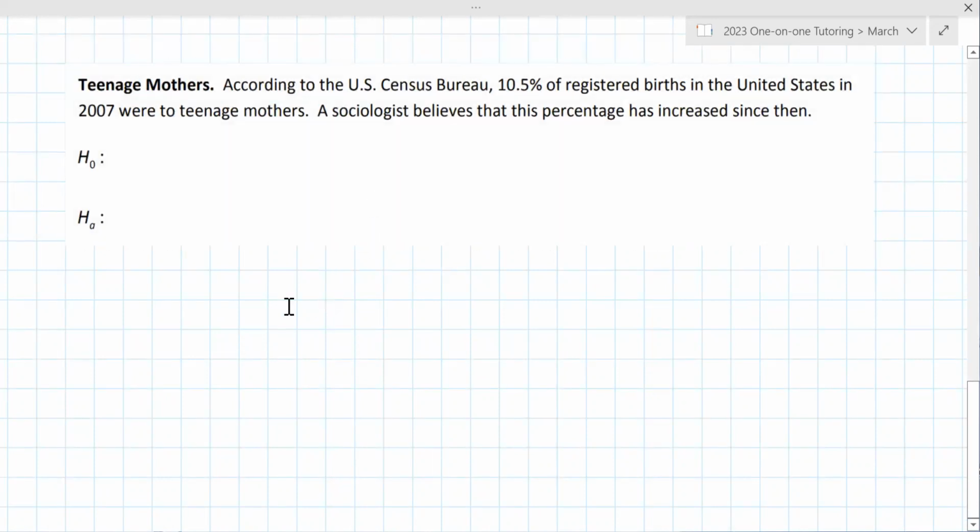Okay, teenage mothers. According to a U.S. Census Bureau, 10.5% of registered births in the United States in 2007 were due to teenage mothers. A sociologist believes that this percentage has increased since then. That's the word you want to focus in on. That's going to tell you what your alternative hypothesis is.